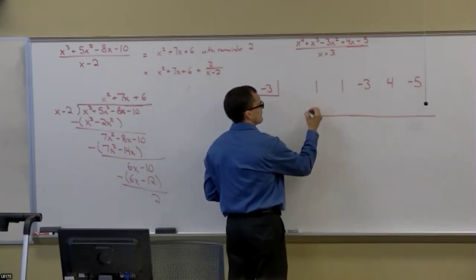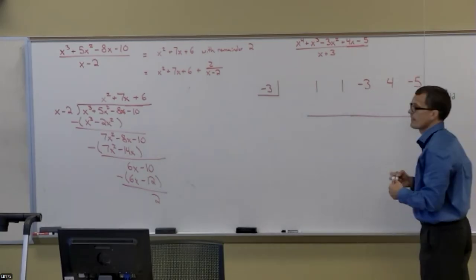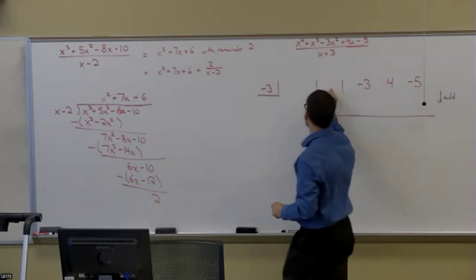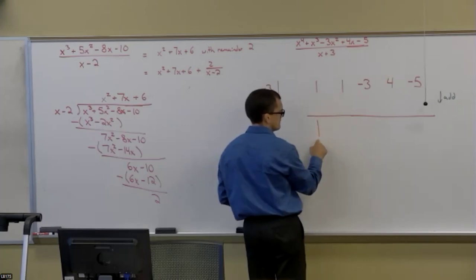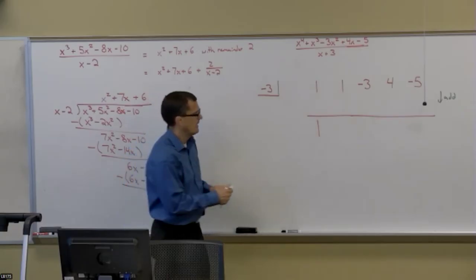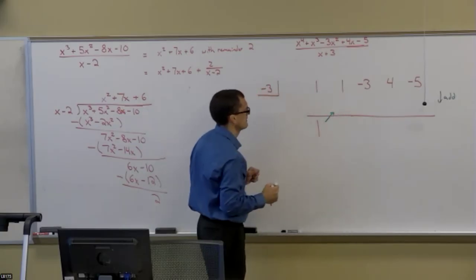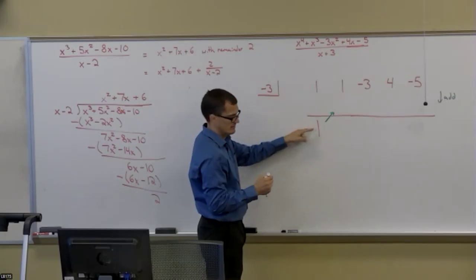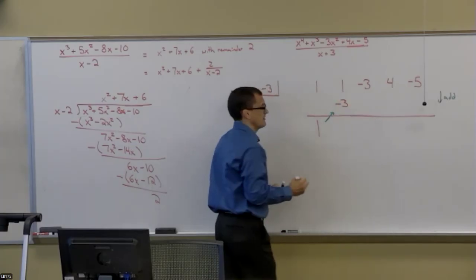The first thing that I'm going to do, every time I move down, I'm going to be adding. So the first thing I do is move down. 1 added to nothing is 1. Then I'm going to move up and to the right by taking a -3 times this 1. That creates a -3.